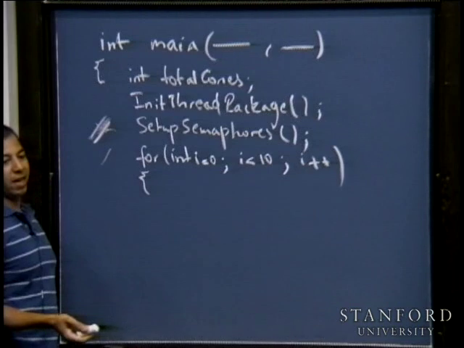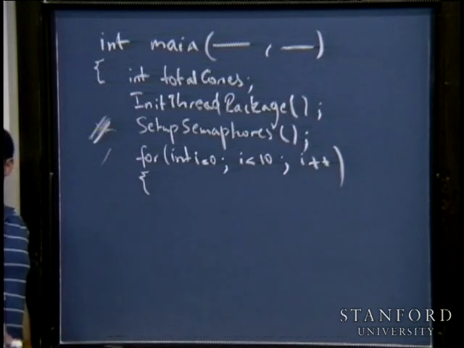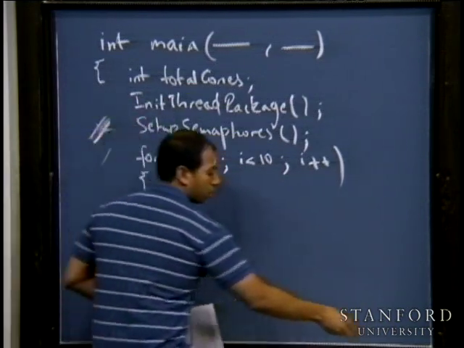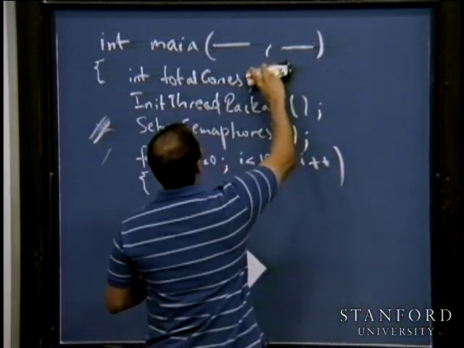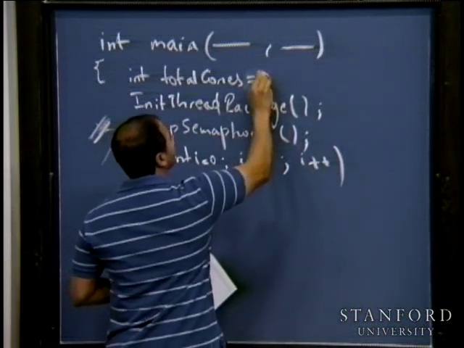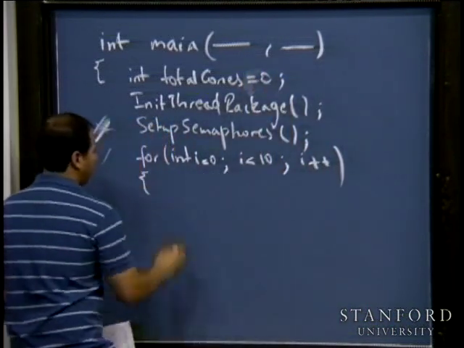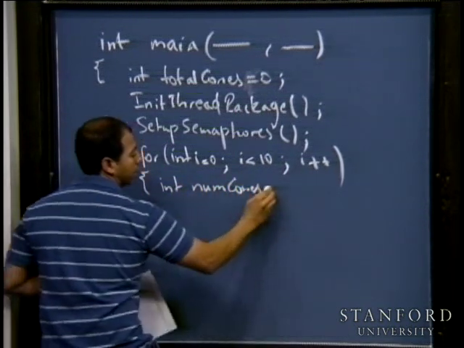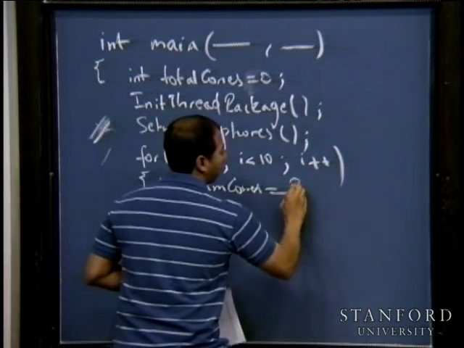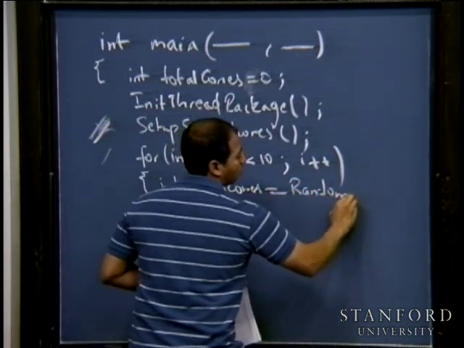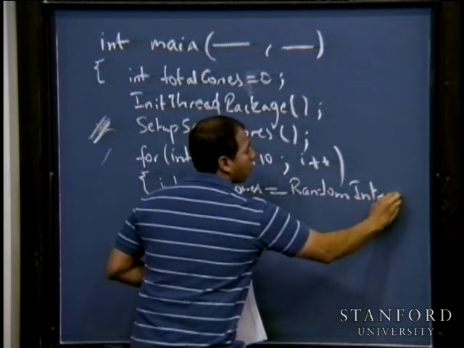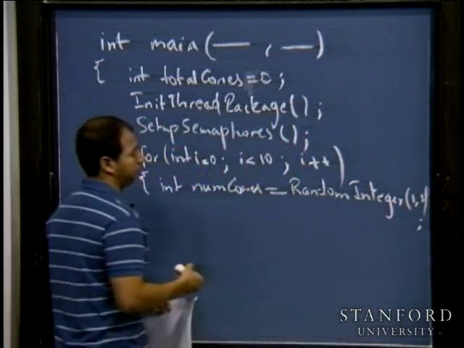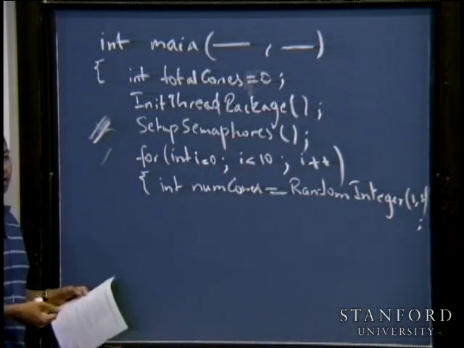What we want to do is get a random number of cones for every single customer, and then spawn the customer, and add this number of cones to the total cones. So I need to initialize this to 0. So we have an int num_cones equal to a function random integer that gives me back a number of cones between 1 and 4. This function is in the more concurrency handout, so I'm not going to repeat it.